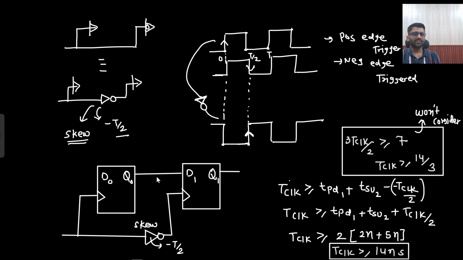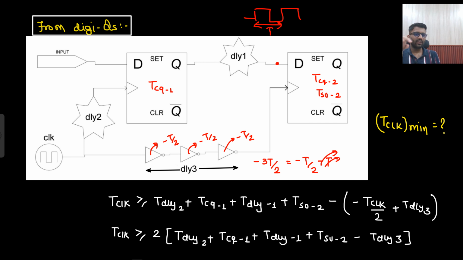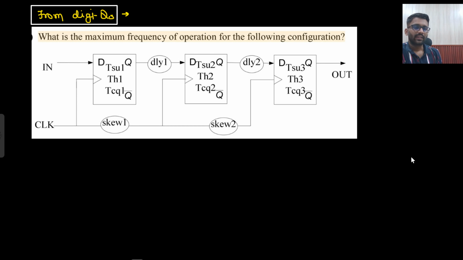So this is giving me a delay of minus t by 2. One more important thing I need to take care of is that if it is having its own delay, then that also I need to consider. So this is my final answer. Very high chances that these kinds of questions I can expect in the upcoming examination. Let's solve this question now.